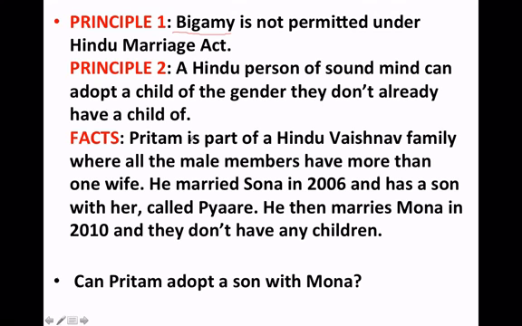Coming to the facts now. Mr. Preetham is part of a Hindu Vaishnav family, so he is a Hindu. So this act will be valid on him, where all the members have more than one wife. He married Sona in 2006 and he has a son with her called Pyare. He then marries Mona in 2010 and they don't have any children. So our question is, can Preetham, who has married two women, adopt a son with Mona?